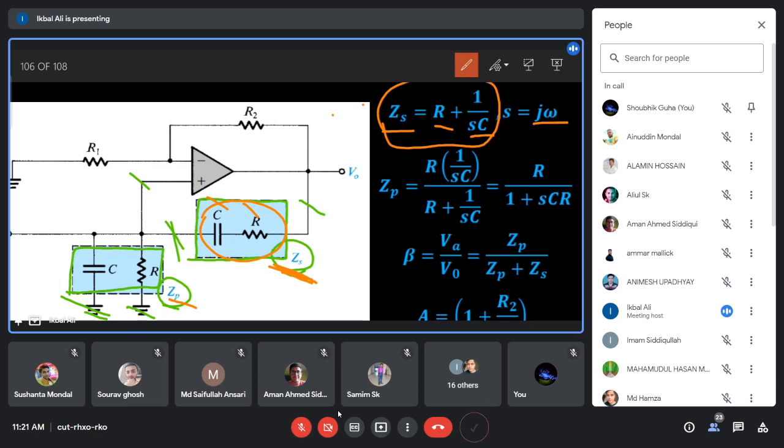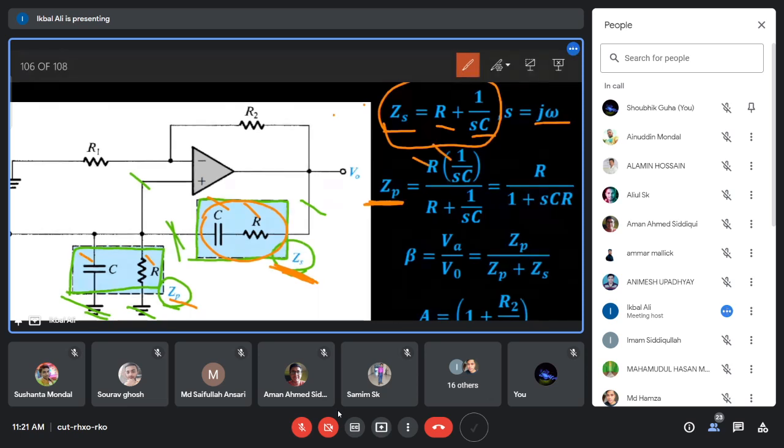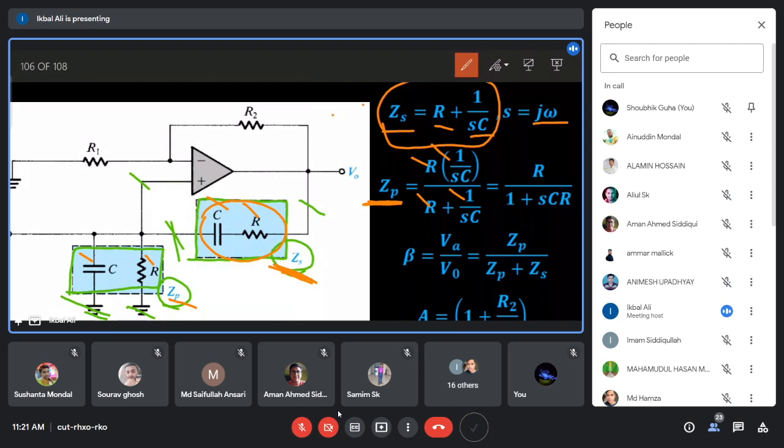So this is your ZP. It is a parallel combination of the resistance R and the impedance of the capacitor C. So it is R into 1 by SC, which is the impedance of the capacitor. In the denominator, you have R plus the impedance of the capacitor. So the multiplication of the impedances is in the numerator, and the summation of the impedances in the denominator. This is the formula for the parallel combination.